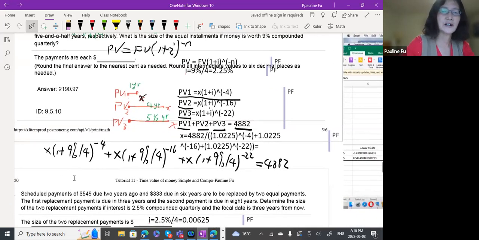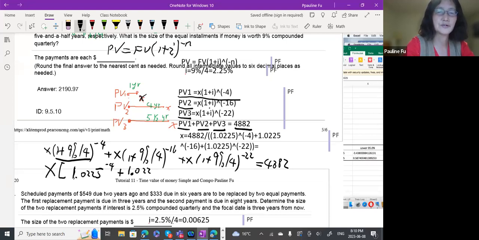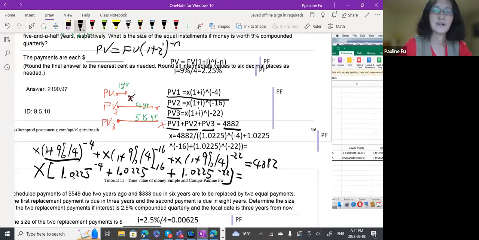Okay, and then every item has X. We factor X out. And then we simplify: 1 plus 9% over 4 is 2.25%. Change to decimal, then plus 1, you get 1.0225. So 1.0225 is the result of 1 plus 9% over 4. So this number raised to power negative 4, plus 1.0225 raised to power negative 16, and then plus 1.0225 raised to power negative 22. This equals 4882.